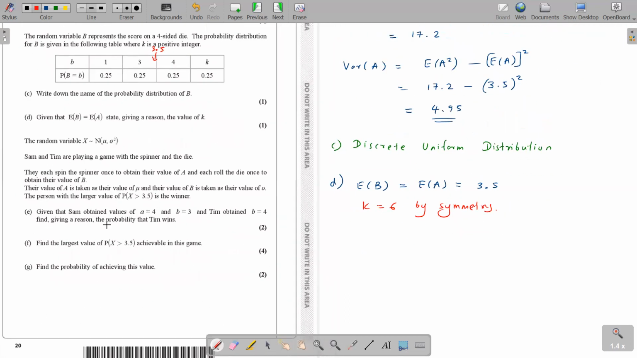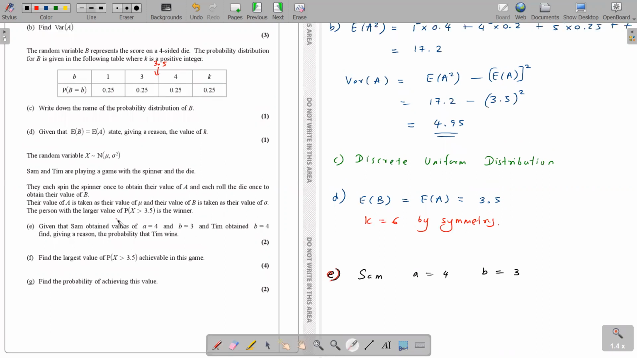They tell you here the mu and sigma values for Sam, right? So what are the mu and sigma values for Sam? In part E, for Sam, they have told you A is 4 and B is 3. Are you with me? So then we can get the Z value, right? They are telling you that the person who has the larger probability X greater than 3.5 is the winner. Are you with me?